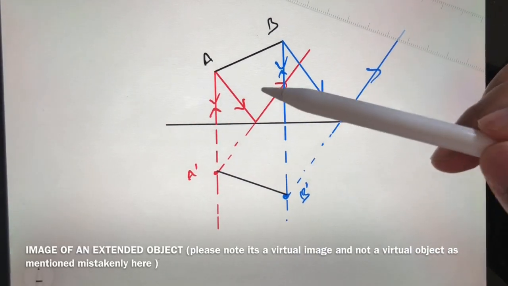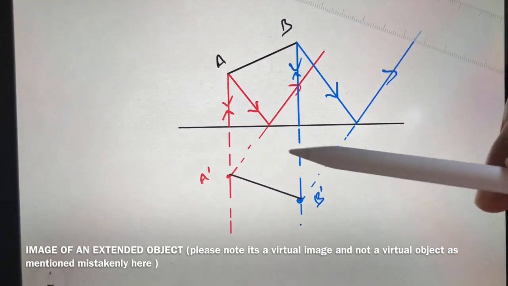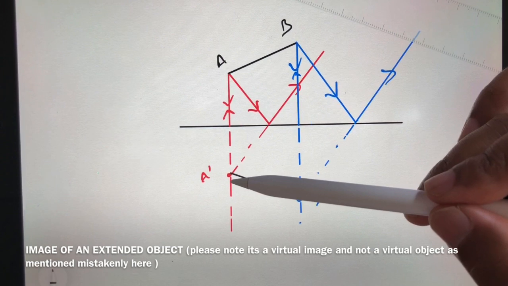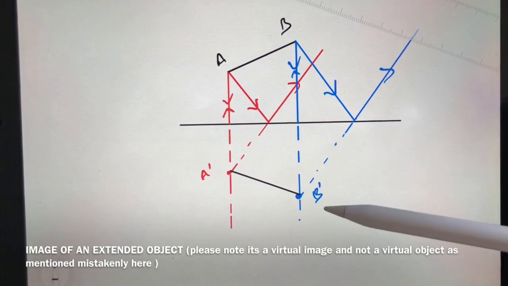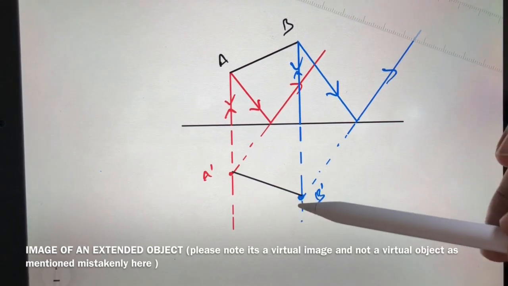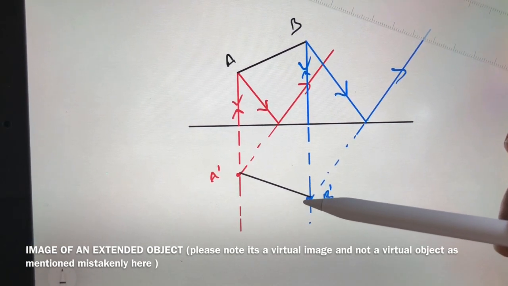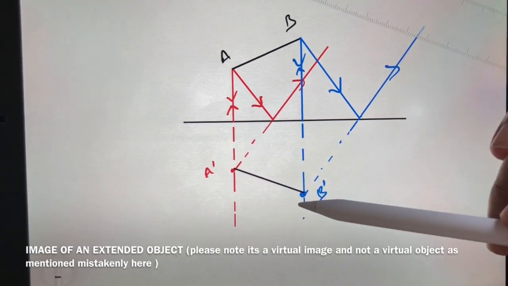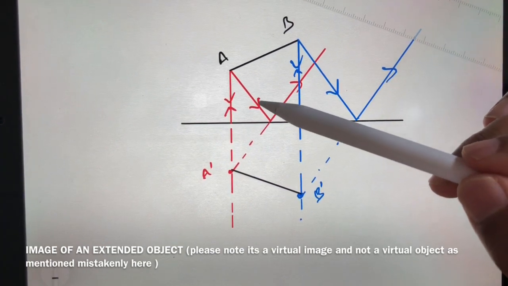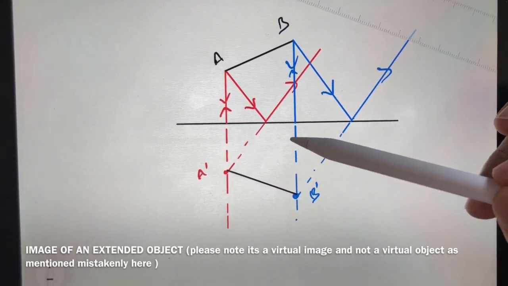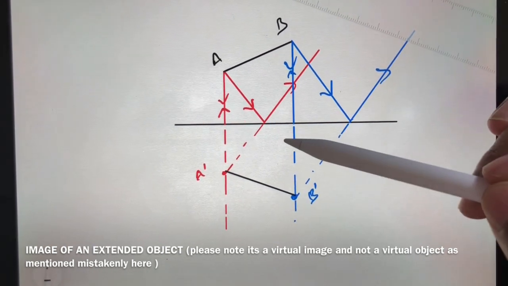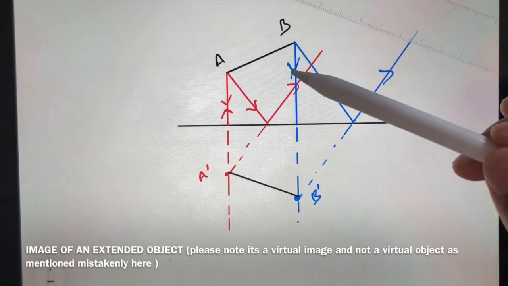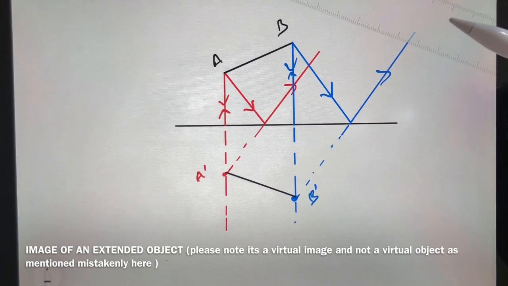Now if you just see a few things, the distance of the object from the mirror is the same as the distance of the image. Also note that the rays actually don't meet here. They only appear to come from A prime and from B prime, which means that the image is a virtual image. And it can also be proven with basic geometry that the length of AB is equal to the length of A prime B prime. So three things. Number one, the distance of the object from the mirror is equal to the distance of the image from the mirror. The image is a virtual image, and also the size of the image is the same as the size of the object.